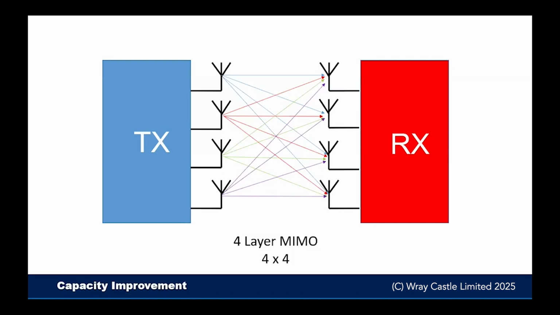Eventually, of course, we will refarm our GSM-R spectrum, and we can then expand our FRMCS from a 3 megahertz channel to a 5 megahertz channel. And of course, that will give us more capacity anyway.